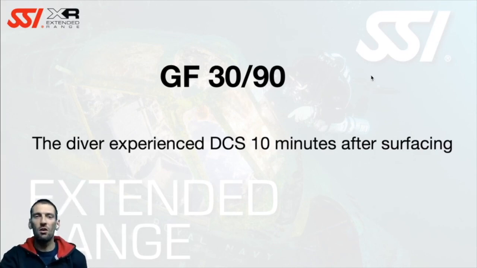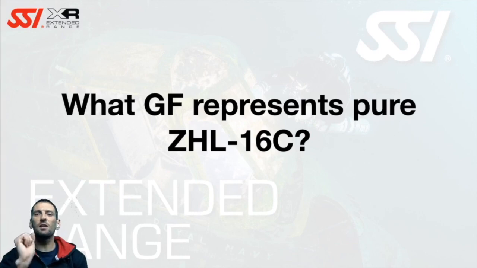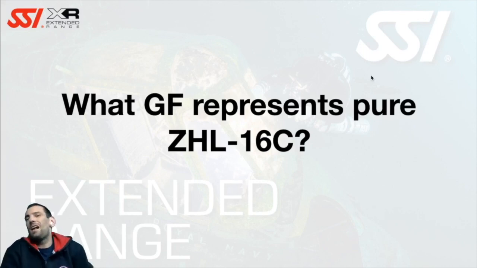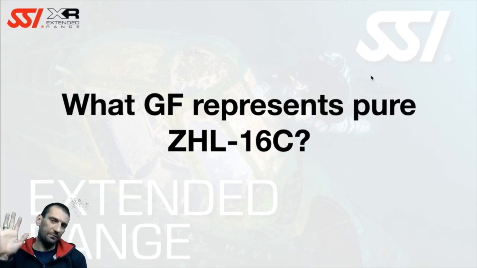All right, so now the question is, what gradient factors would represent pure Bühlmann? If somebody is crazy enough and wants to dive pure Bühlmann, how should I set up my gradient factors? What gradient factor setting is actually the pure Bühlmann algorithm? Yes, exactly. 100-100 or 99-99, that will be full Bühlmann supersaturation all the way up, okay? So great, it looks like you guys got it.